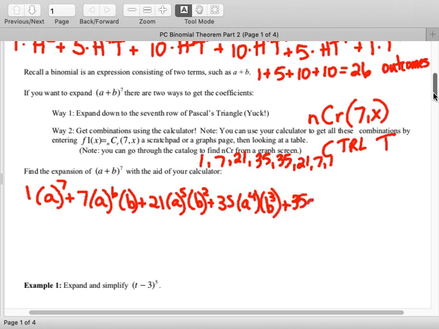You're right, so big. Notice that the sum of my exponents is always 7. There we go. So I can tidy this up. I probably could have done it in one shot.